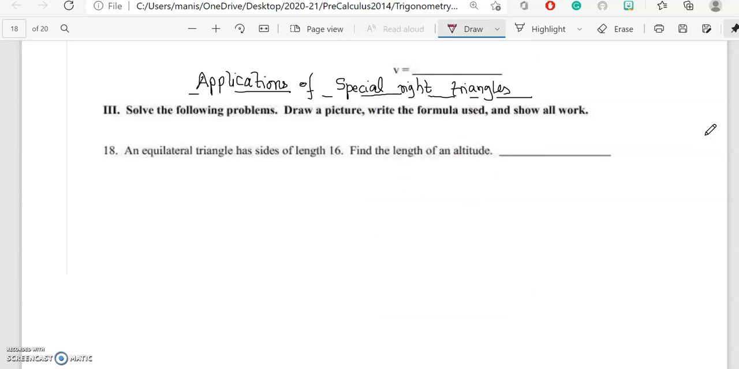Applications of special right triangles. Question number 18. An equilateral triangle has a side length of 16. Find the length of an altitude.